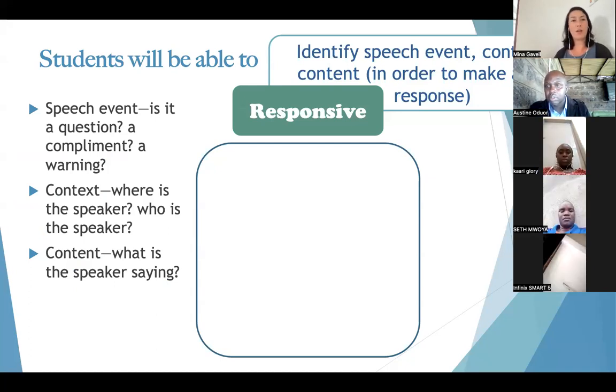So we need to understand what the speech event is. If somebody is talking to us, we need to understand, are they asking me a question? Are they telling me something important? Do I even need to respond? Or maybe I don't need to respond. So this is the first thing they have to determine. If they're listening to an audio, they'll need to understand who these speakers are, who is speaking, what is the relationship between the speakers. And then the content, actually, what is the speaker saying? So what would be an appropriate way to respond?